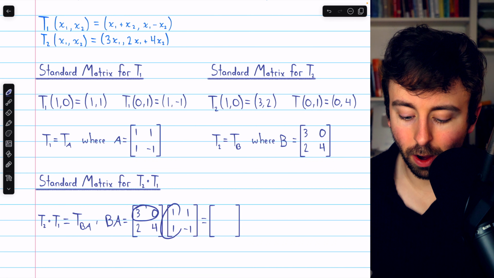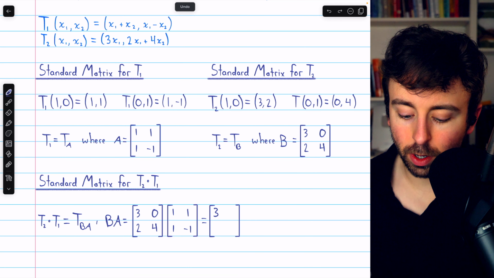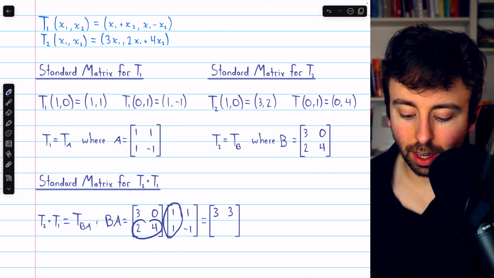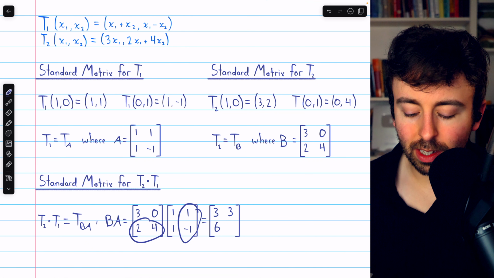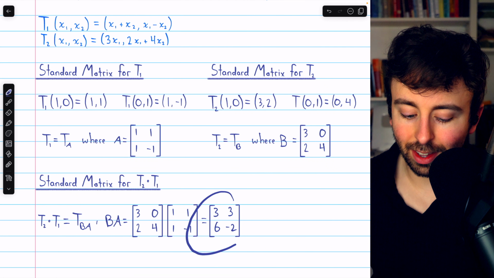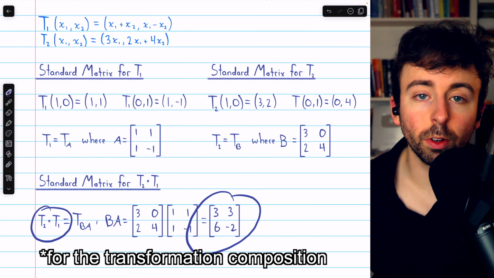Matching this row with this column, we get an entry of 3. And then this row with this column gives us another entry of 3. Then this row with this column gives us an entry of 2 plus 4, or 6. And then this row with this column gives us 2 minus 4, so negative 2. This is the standard matrix for the matrix composition T2 circle T1.